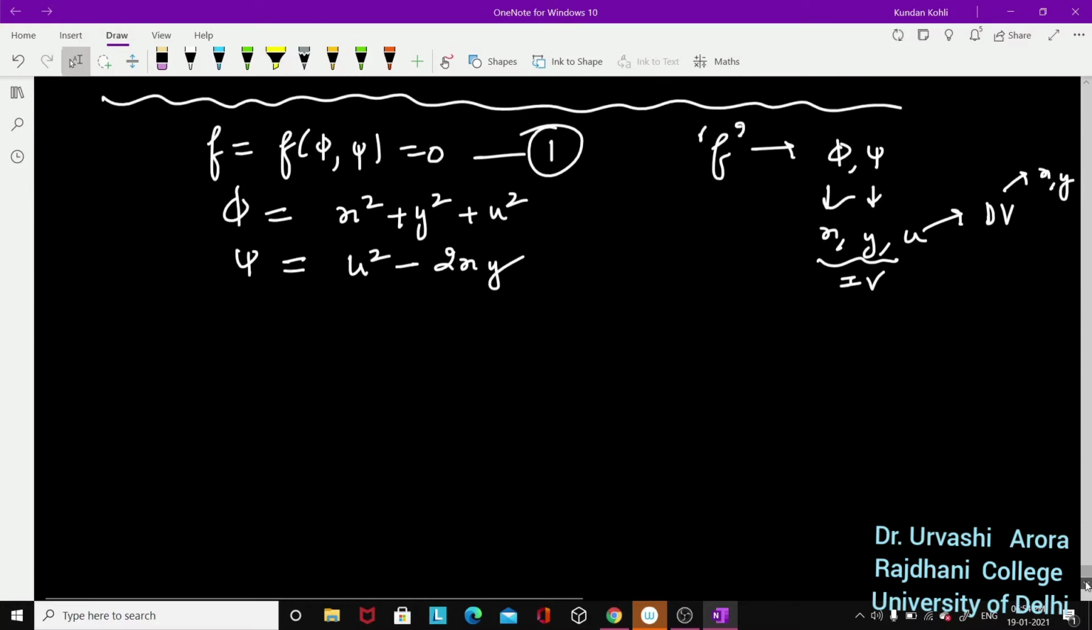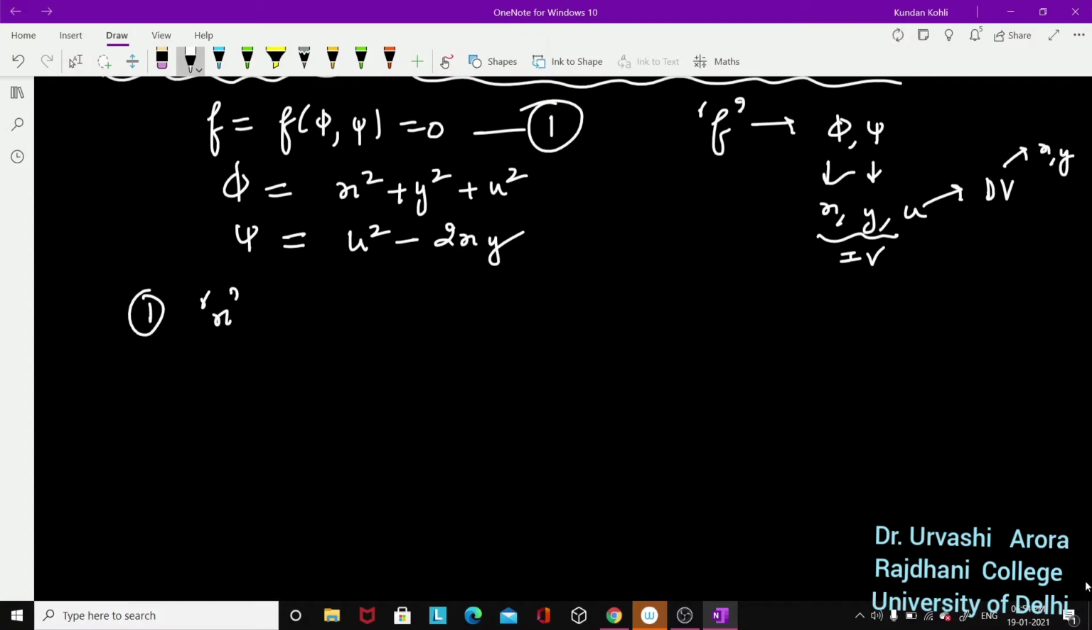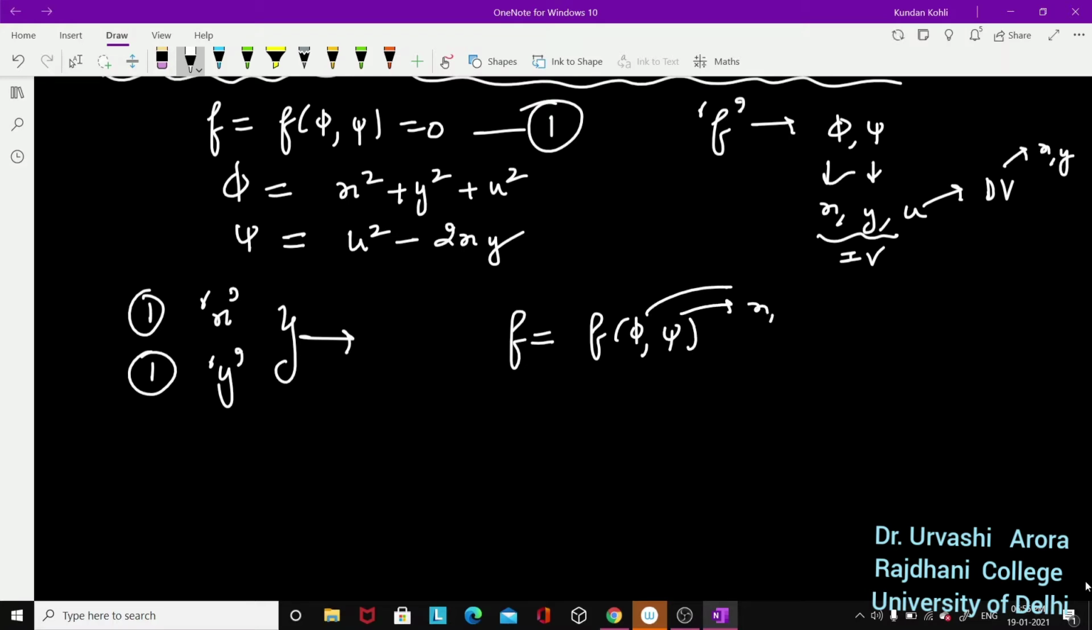The first step is that you have to differentiate relation 1 partially with respect to x, and the second step is that you have to differentiate relation 1 partially with respect to y. So these are the two steps. When you are differentiating 1 partially with respect to x and y, then you have to remember that f is a function of phi and psi, and phi and psi are themselves functions of x, y and u, which is itself dependent on x and y. So when you are doing the first step, differentiating relation 1 partially with respect to x, this is how the differentiation will take place.